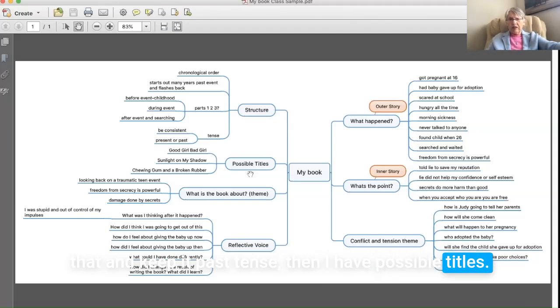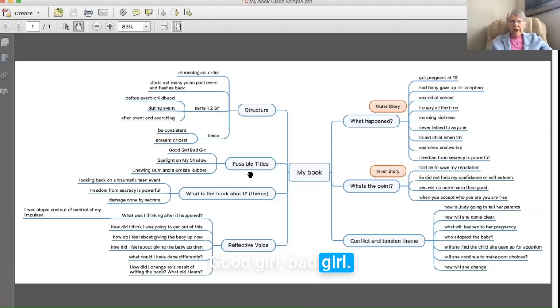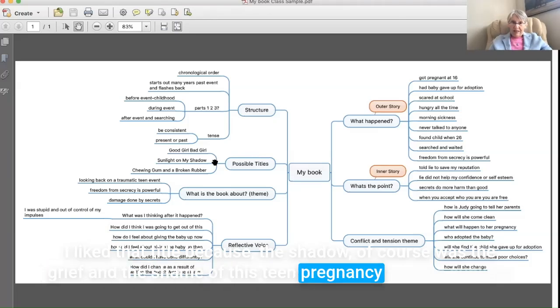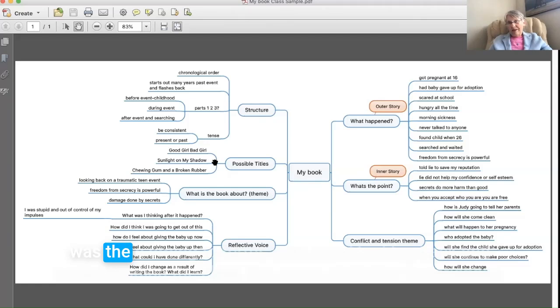Then I have possible titles. I was going to call it at first Good Girl, Bad Girl. Sunlight on My Shadow took a long time to come by. I like that title because the shadow, of course, was the grief and the shame of this teen pregnancy, and the sunlight was the coming to terms with it and looking back and understanding the young child that experienced it. Another title was Chewing Gum and a Broken Rubber. I like that title, but it seemed too flippant.